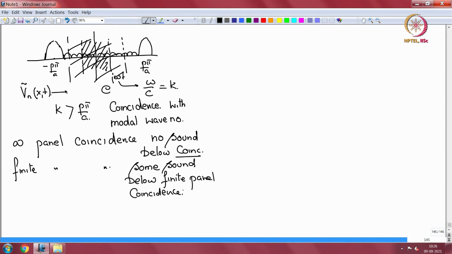Okay. So for finite panels we are looking at this coincidence. So please note that. Now let us see what is the full picture once again. Okay, the full picture.